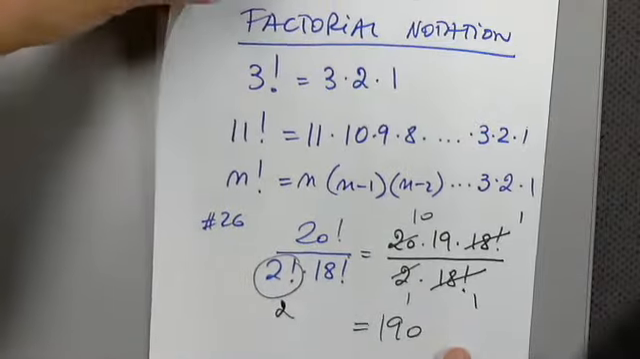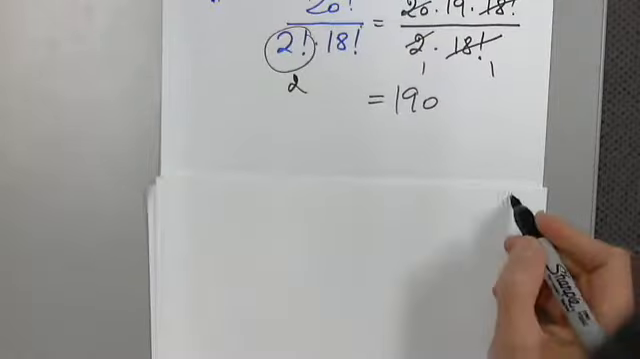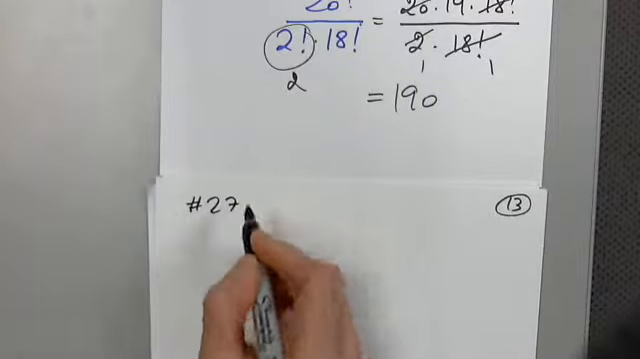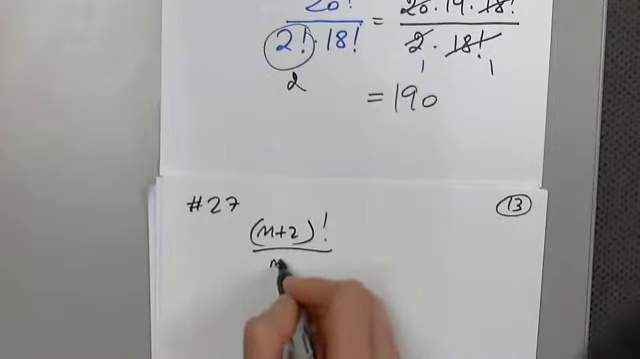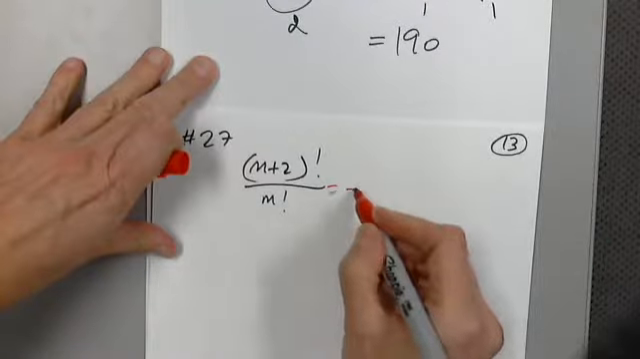Now, this is nice. However, in the graphing calculator, you will not be able to put in this one. Let's say 27. N plus 2 factorial over n factorial. So you won't be able to put this in the graphing calculator. What do I do now? How do I simplify this? Which of these two is the bigger? Correct. So let's see how we write this.